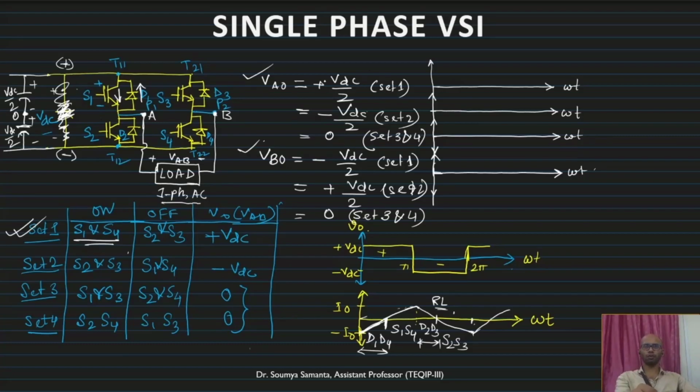So for set 1 I have explained. Now for set 2, what is happening? In set 2, S2 and S3 are turned on. Now if S2 is turned on, pole A is connected to the negative bus, so we are going to get minus VDC by 2. Similarly for set 2, if S3 is turned on, pole B will be connected to the positive DC bus, so we are going to get plus VDC by 2.